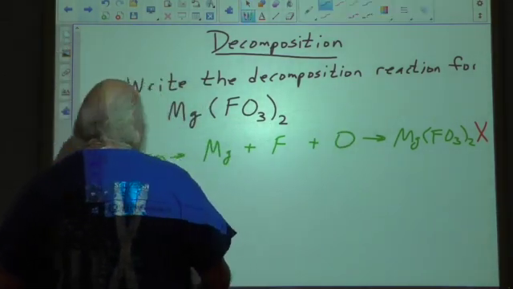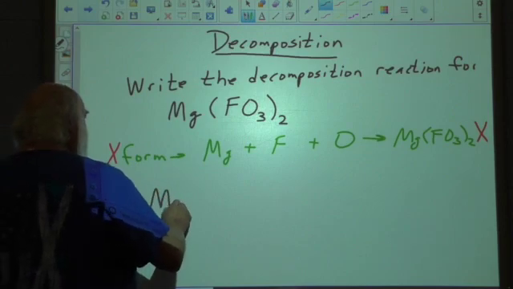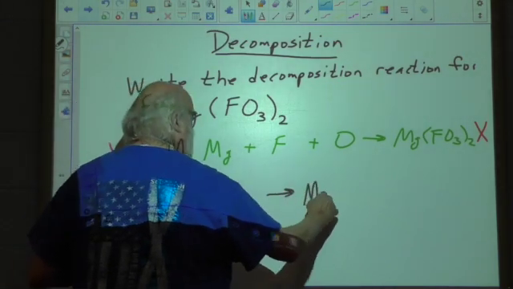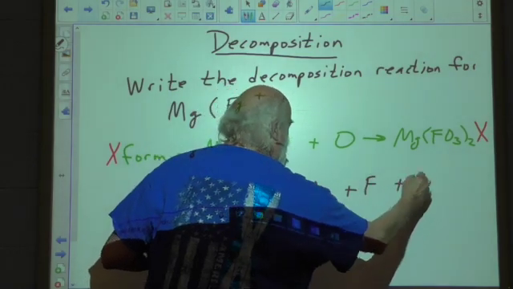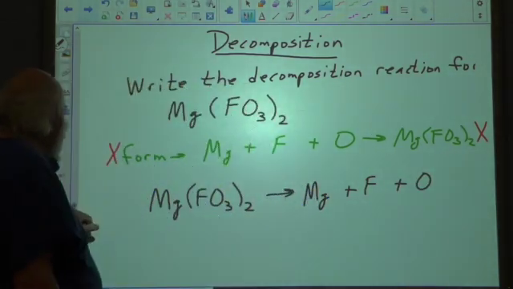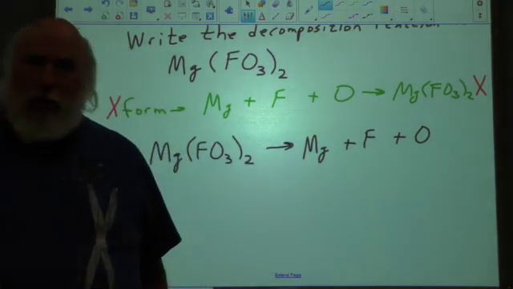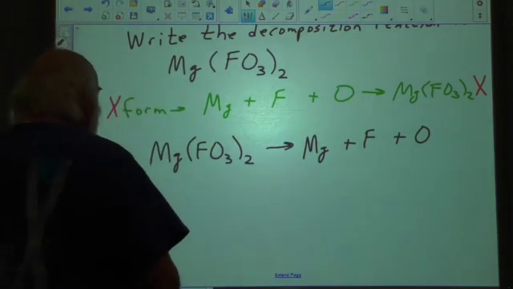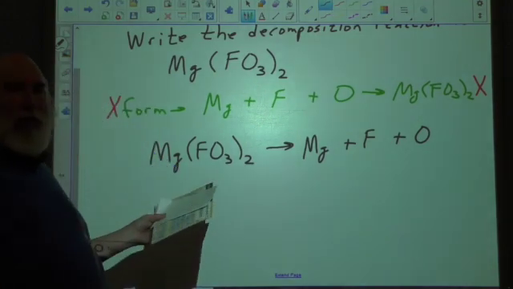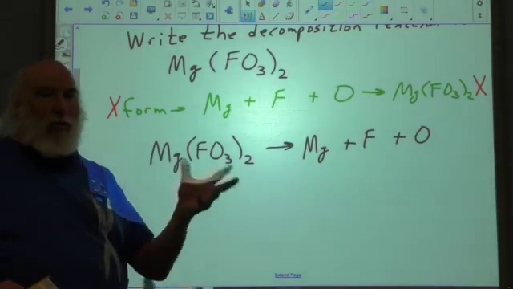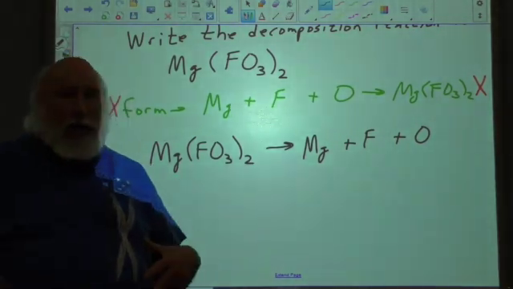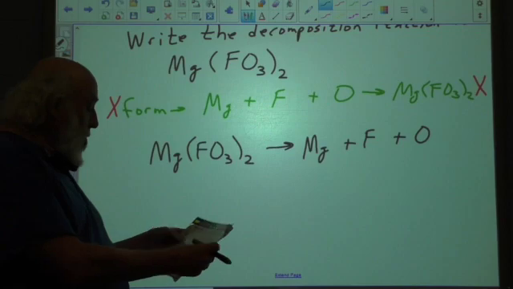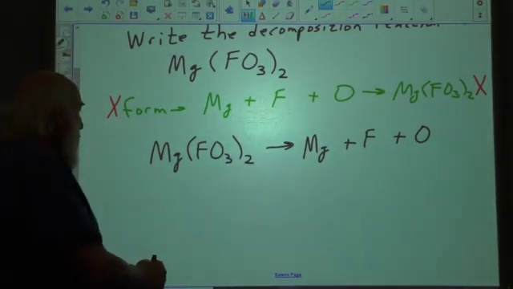So the actual equation for this is going to be the compound MgFO3, 2 yields Mg plus F plus O. Okay? Now, step 1 on phases. Start with this. What phase is this going to be? Well, it's a compound. So we have to figure out if it's ionic or covalent. What makes something ionic? Well, it has to have a metal. Do we have a metal here? Sure do. Magnesium in group 2A, that's a metal. Therefore, this is a solid.